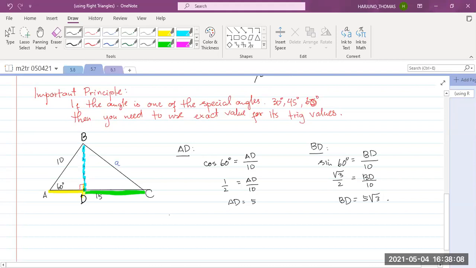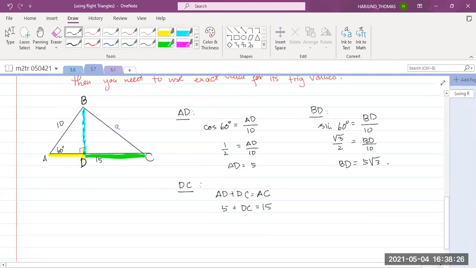Now what is DC then? AD plus DC equals AC. 5 plus DC equals 15. So DC is equal to 10. Now then, side A squared equals BD squared plus DC squared.